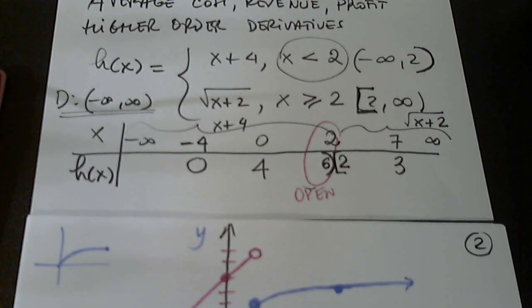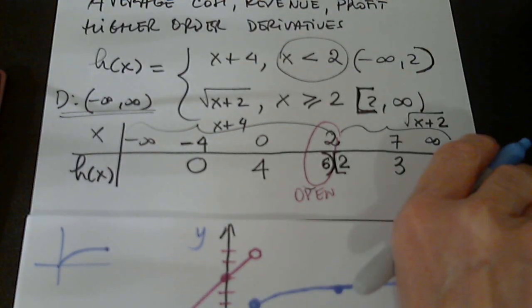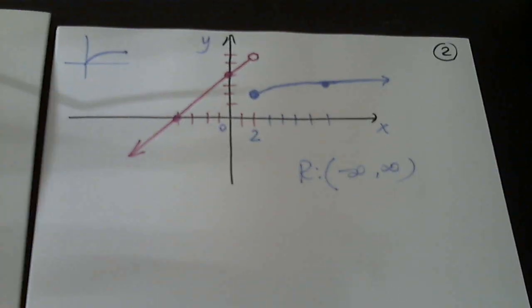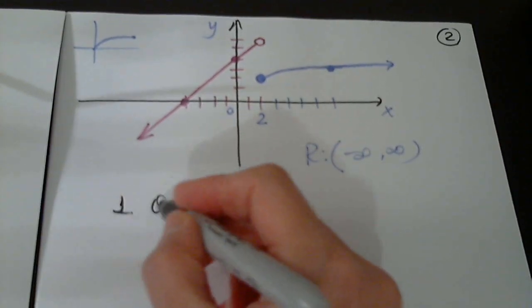So now if we want to determine the range, this goes on forever. It's an arrow. It goes on forever. And this goes on forever. So for this function, the range is everything. So after you graph something like this, what could I ask? One question would be, is this function continuous at 2? So that's the first question.